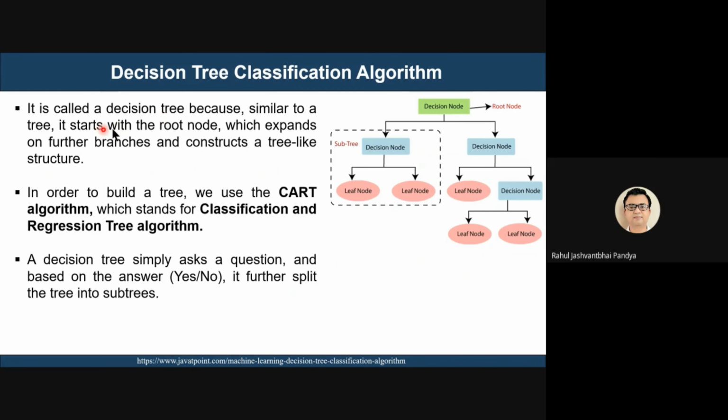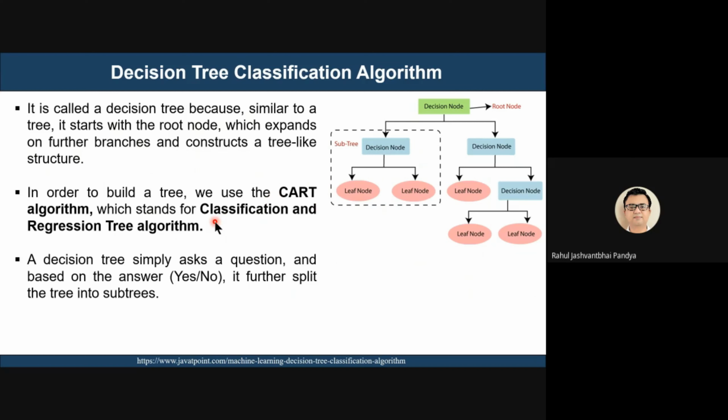It is called a decision tree because, similar to a tree, it starts with a root node, which expands further into branches and constructs a tree-like structure. That's why we call it a decision tree algorithm. In order to build a particular tree, we have to use the CART algorithm, which is also known as the classification and regression tree algorithm. The libraries should be available.